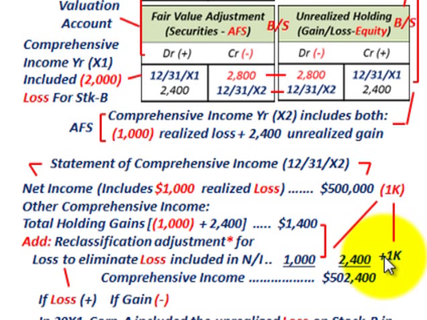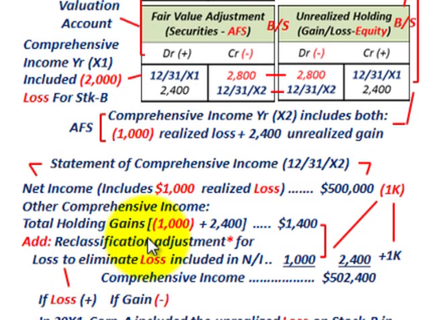We can't count it twice. So we added back the loss, $1,000. What you're going to do when you're using these reclassification adjustments, when you have those sales of stocks and you're having those realized gains and losses sitting in other comprehensive income: if you have a loss included in your net income, in this case for those available for sale securities that were sold, you would add back any loss.